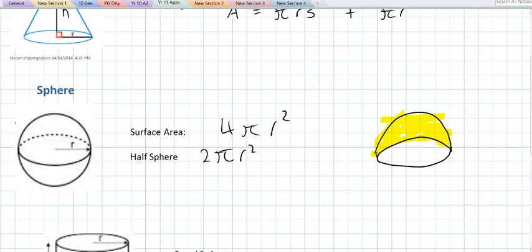What about the base? Because remember, the base still counts. If we're doing half a sphere, we've got the top curved bit and then a flat base, our flat base in green. How would we find the area of that base? I'll give you a hint. What sort of shape is the base if we cut a sphere in half? Yeah, it would be a circle. How will we find the area of a circle? Yeah, pi r squared.